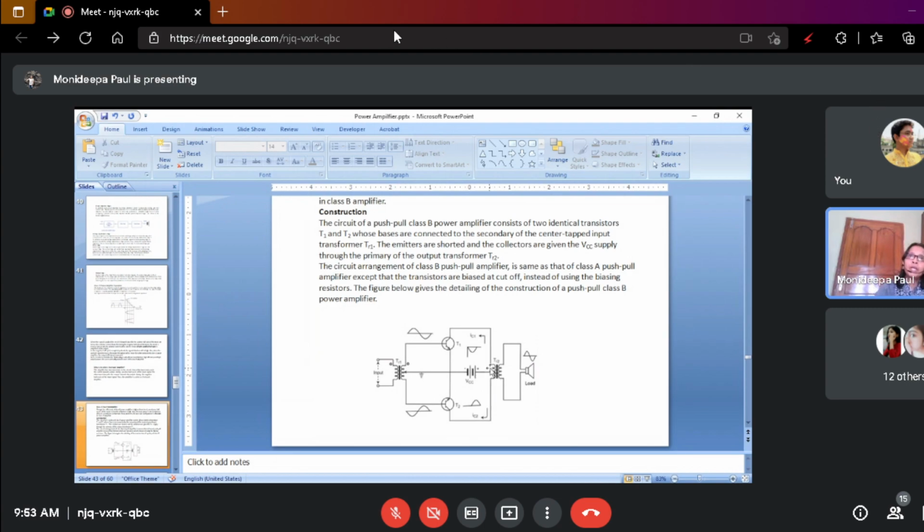So during the positive half cycle and during the negative half cycle of the AC input signal, the output transformer primary winding voltage is VCC by 2. Any query, any doubt, any question? Because the primary winding of the output transformer is center tapped, the applied voltage to the primary winding of the output transformer is VCC by 2.